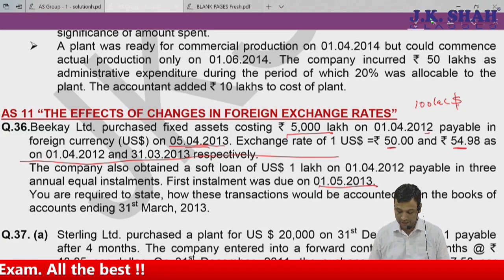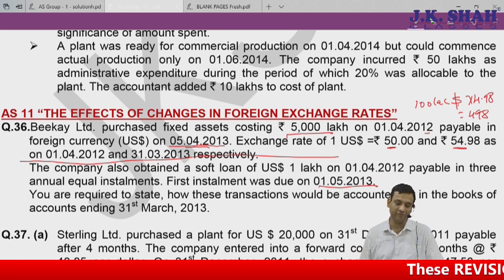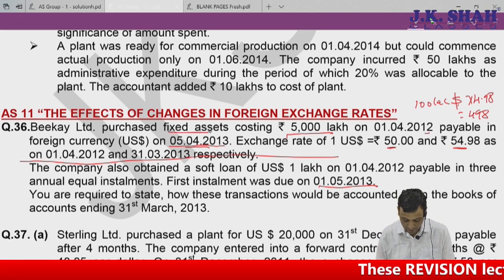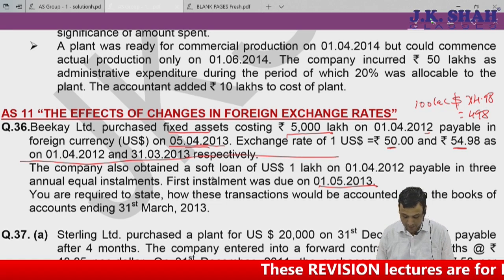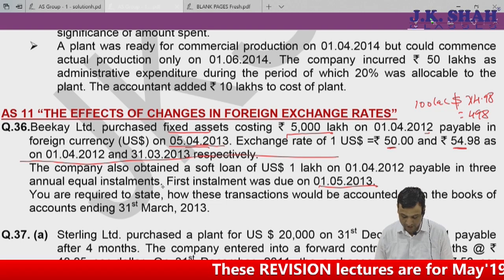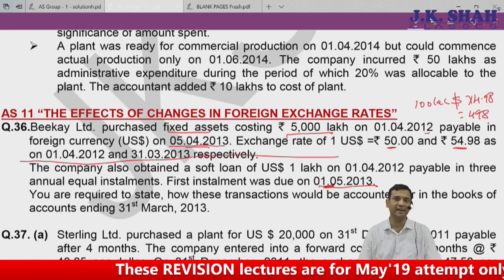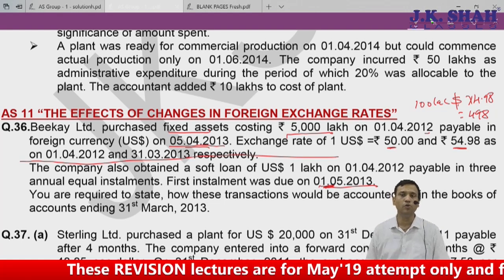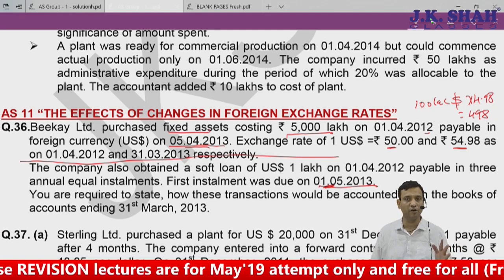So this 498 lakhs will be added to the cost of that fixed asset, because you have a foreign currency item for a depreciable asset. Coming on to the second part, the company obtained a loan of 1 lakh payable in 3 installments, first installment 1/5. If you look properly, both of them, whether it is the creditor or the loan, both of them are completing a period of 12 months.